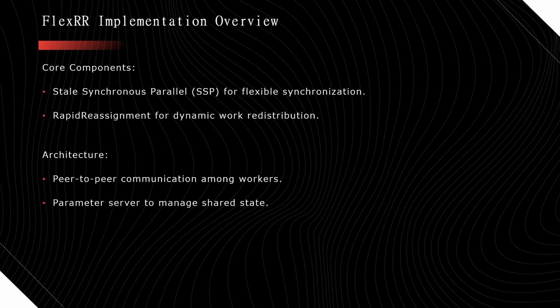Key features of FlexRR are flexible synchronization, which allows faster workers to proceed within a defined slack limit without waiting for slower ones, which ensures system efficiency and convergence. Dynamic work redistribution: slower workers can offload portions of their workload to faster peers dynamically. The core components are stale synchronous parallel for flexible synchronization. The architecture is peer-to-peer communication among workers, and a parameter server to manage shared state.